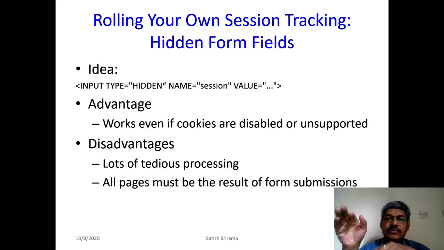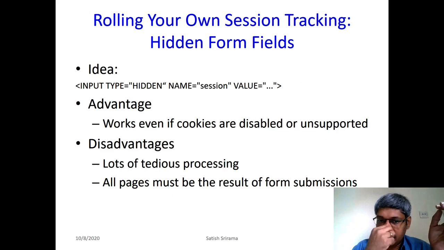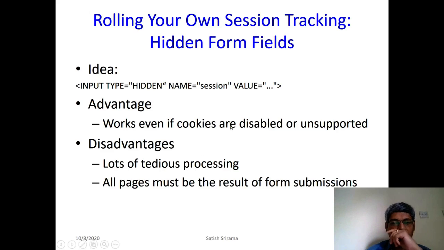There are also other ways you can deal with this. Another way is using hidden form fields. In a form we have different types of inputs: input type text, and we have seen all the types, even files. There is a type called hidden, which is a hidden form field. Again, you put a name for session and a value for session ID.